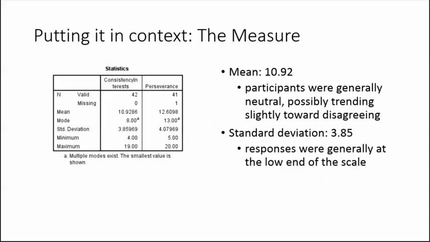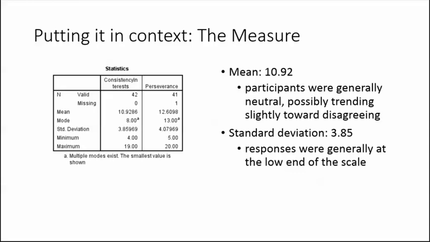For consistency of interest, the mean of 10.92 indicates that across our sample, participants were generally neutral, possibly trending slightly towards disagreeing regarding how much they behaved this way. Looking at the standard deviation helps us understand that in more detail, though. The standard deviation tells us how far each score was, on average, from the mean. The larger the standard deviation, the wider the variation.